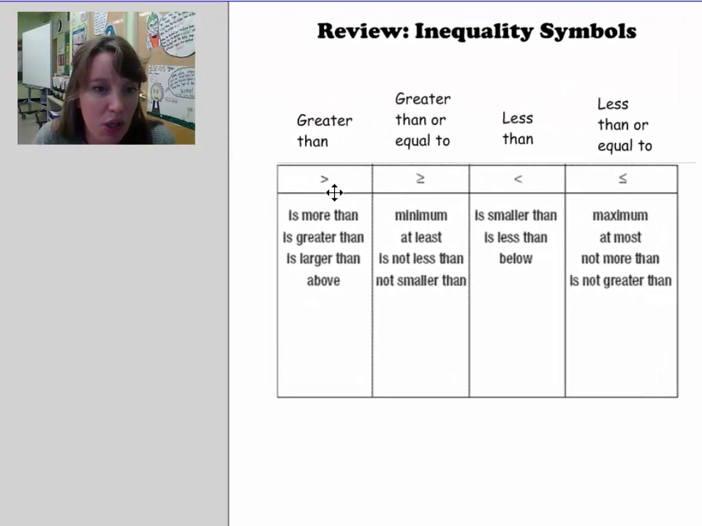So this first symbol here is called a greater than symbol. Some words that would translate into the symbol are more than, is greater than, is larger than, or above.